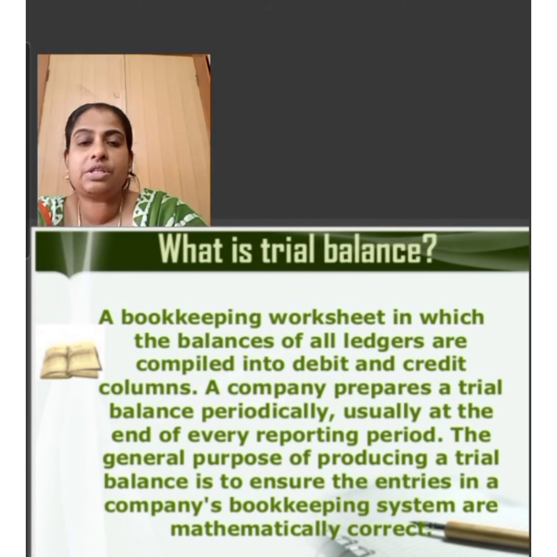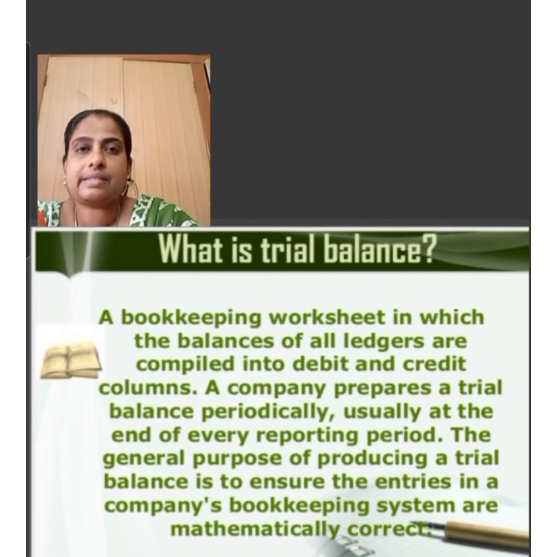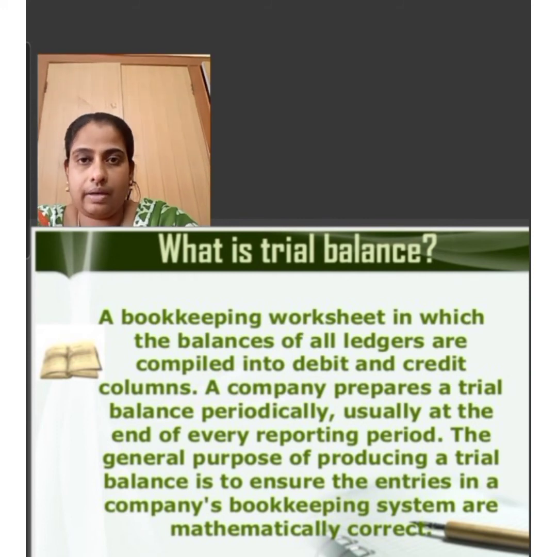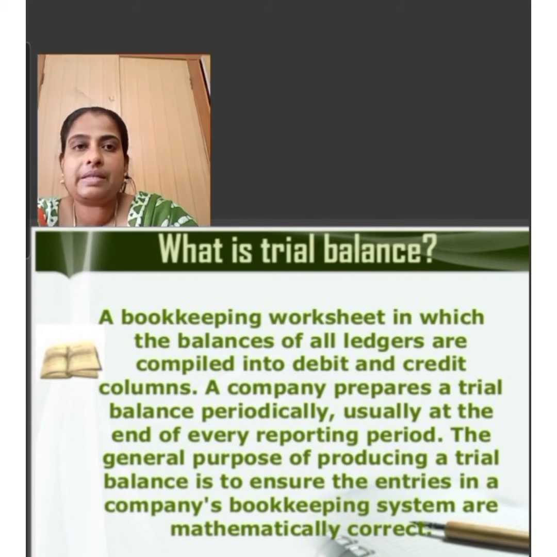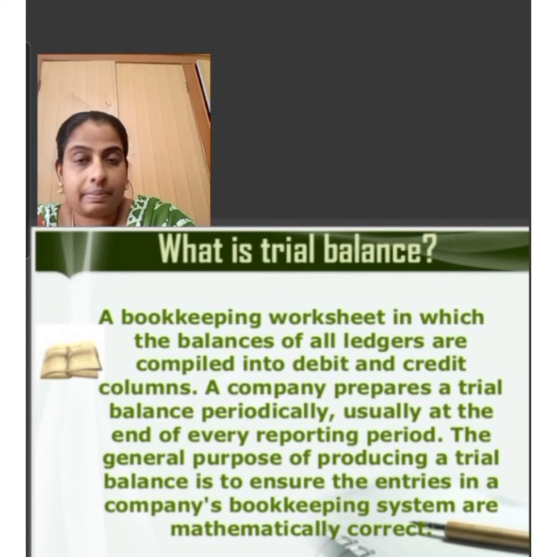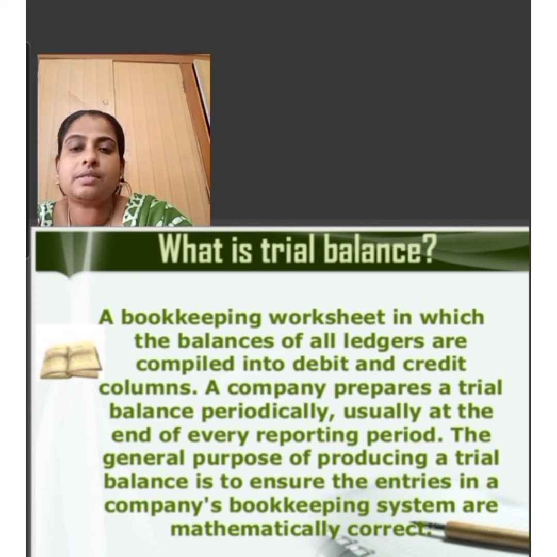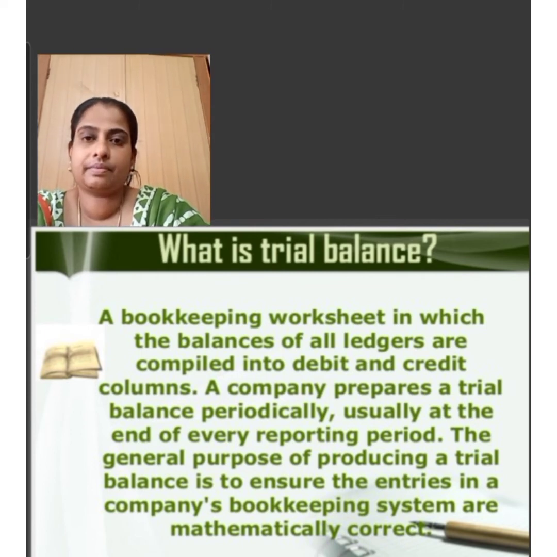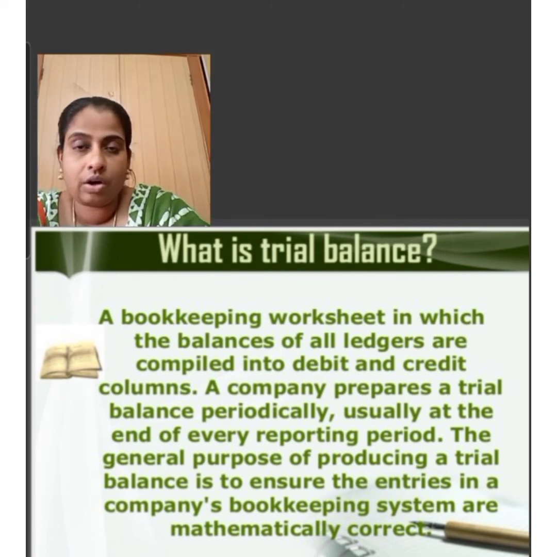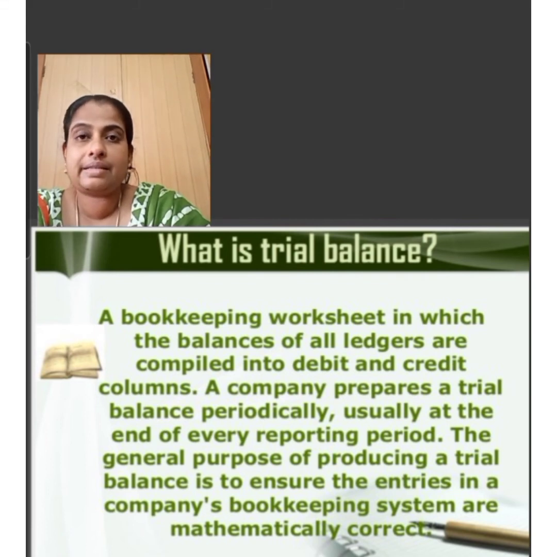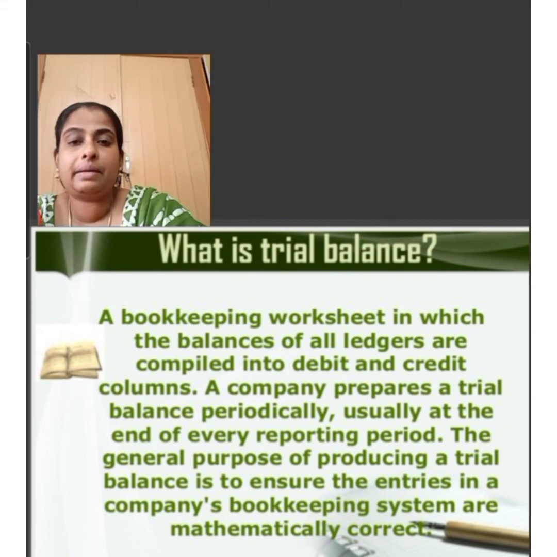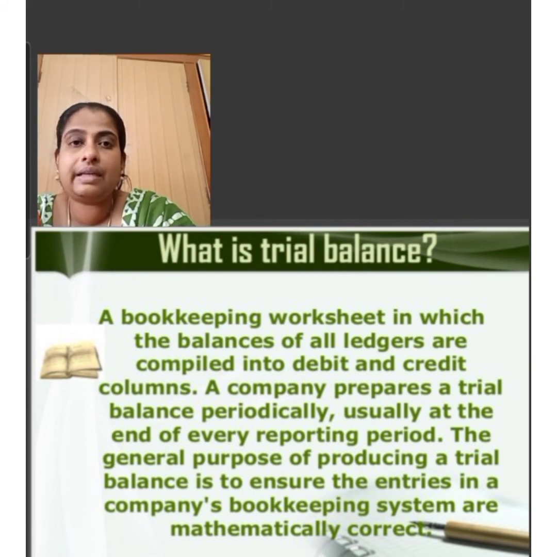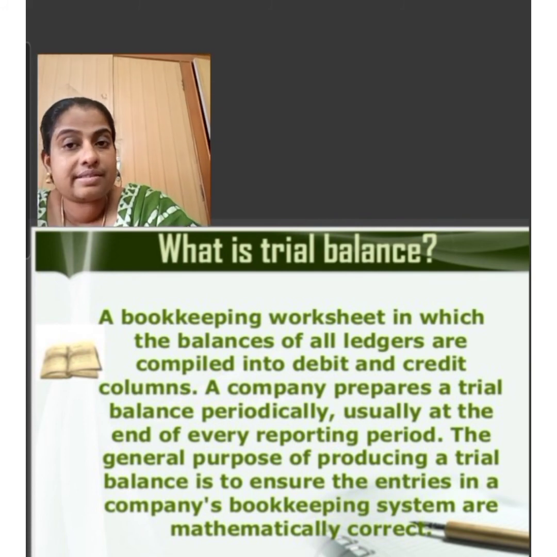Then next important feature of trial balance is that in case the debit and credit side of the trial balance are equal, we assume that the principle of double entry system and the assumptions of accounting equation have been observed. Another important feature is that the difference between the debit and credit side of the trial balance points out that certain mistakes have been committed somewhere.